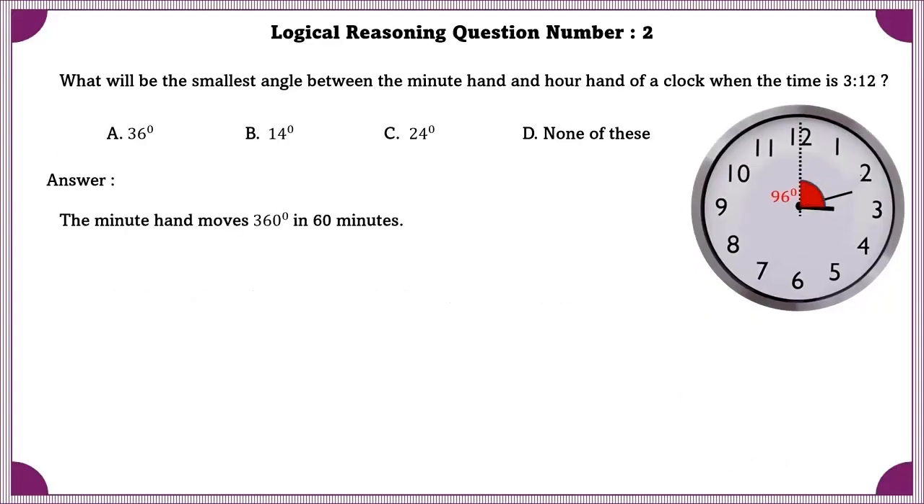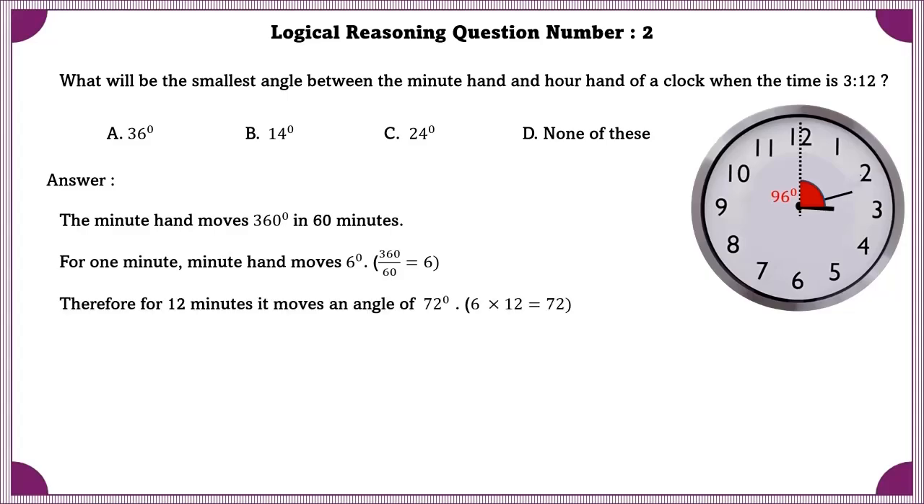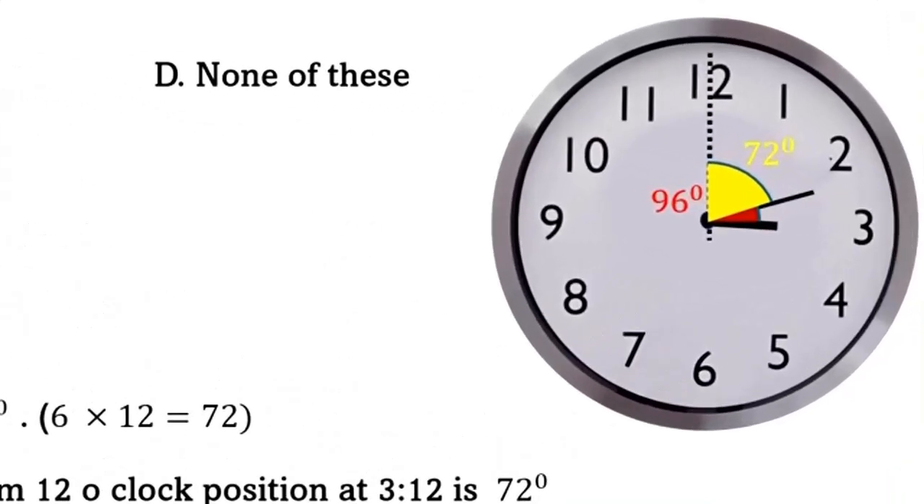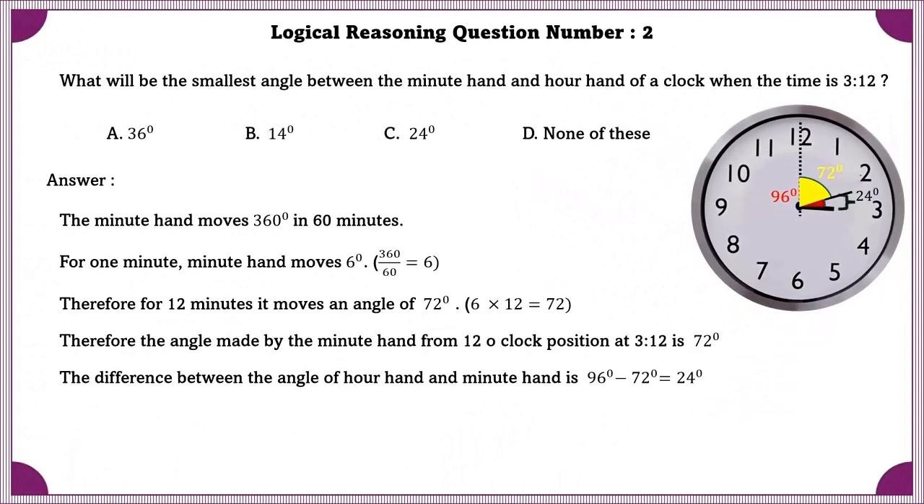The minute hand moves 360 degrees in 60 minutes. For 1 minute, the minute hand moves 6 degrees. Therefore, for 12 minutes, it moves an angle of 72 degrees. Therefore, the angle made by the minute hand from the 12 o'clock position at 3:12 is 72 degrees. The difference between the angle of the hour hand and minute hand is 24 degrees.